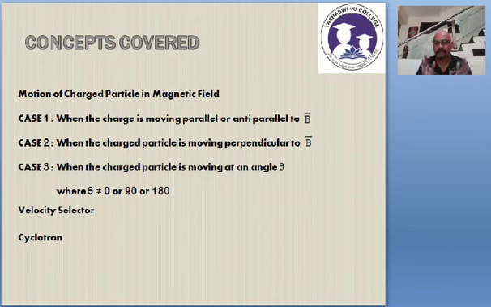In this lecture, we will learn about the motion of a charged particle in a magnetic field. That means if a charged particle is moving in a magnetic field at different angles, say for example when it is moving parallel or anti-parallel to the magnetic field, what happens? And if the same charged particle is moving at right angles, what happens? If it is moving at some other angle, not 0, 90 or 180, say at an angle of 30 degrees or 45 degrees, what happens?